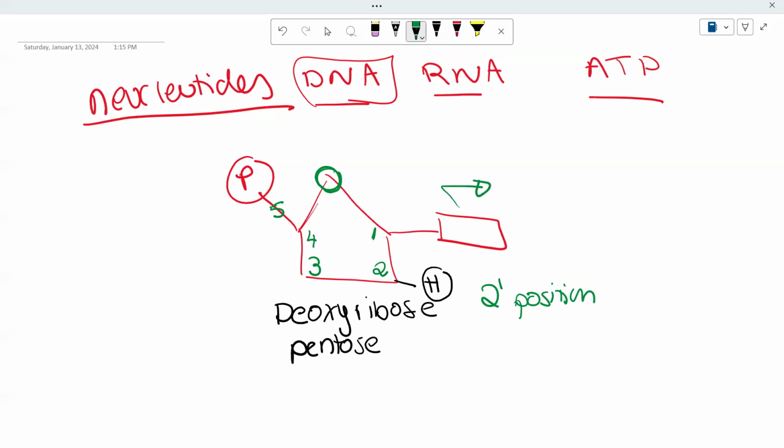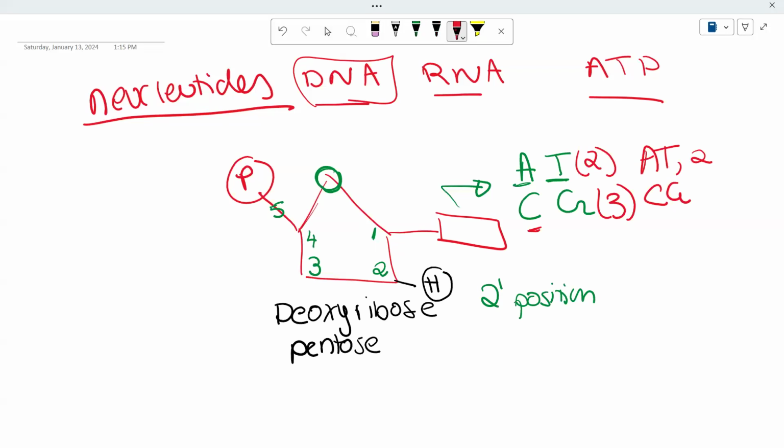We have also a nitrogen base. These bases in the DNA are always one of 4 bases. Adenine, bonded always to thymine in complementary base pairing, and cytosine always bonding to guanine. Adenine bonds to thymine with 2 hydrogen bonds, and the cytosine bonds with the guanine with 3 hydrogen bonds. So how do we memorize the complementary base pairing? Simply, AT 2, CG 3. Okay? This is the DNA nucleotide.